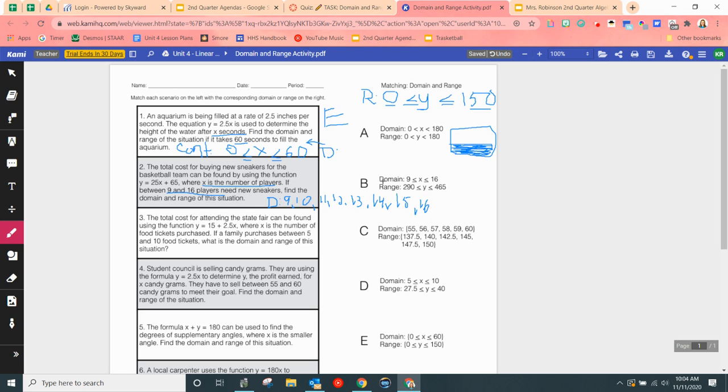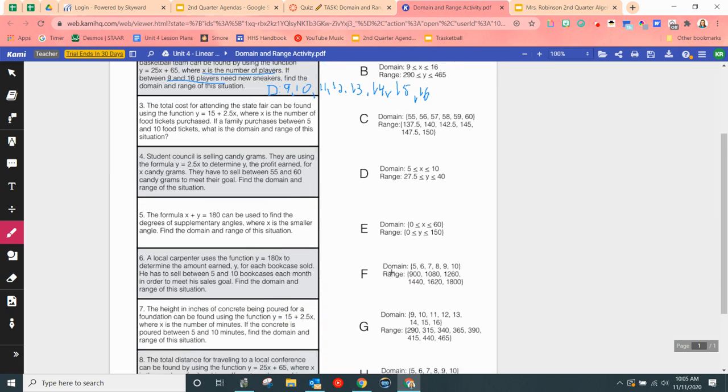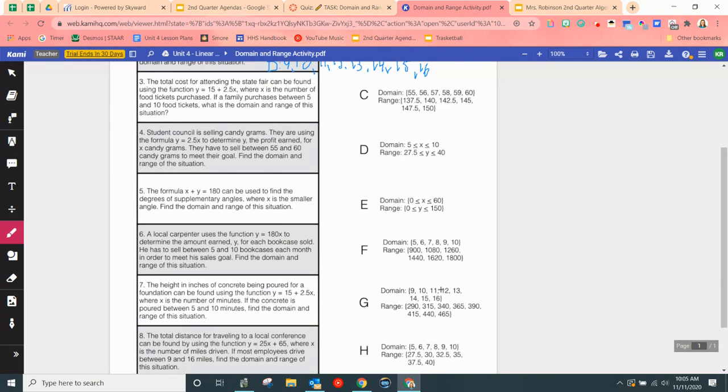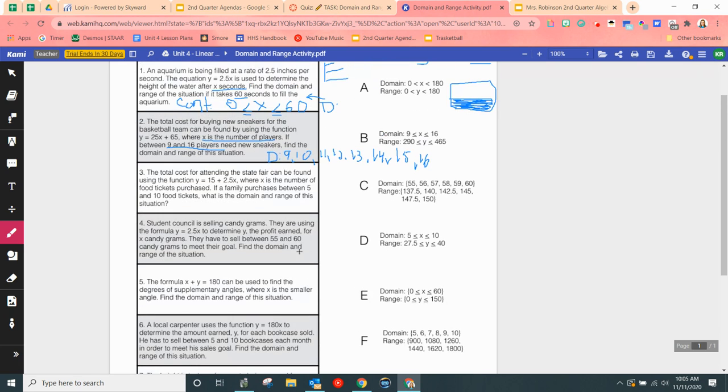Now I'm seeing B has a domain that's telling me any number in between 9 and 16. But because they're using inequality symbols, this literally means any number in between 9 and 16, including 9 and 16, can be options. So if I picked 10.25, is that in between 9 and 16? Yes, but is it possible that I'm going to have 10.25 players on my team? No, so this one cannot be B. So I'm looking down further and I see, oh, look at G. 9, 10, 11, 12, 13, 14, 15, 16. It looks to me like this one, number 2, is going to be G.